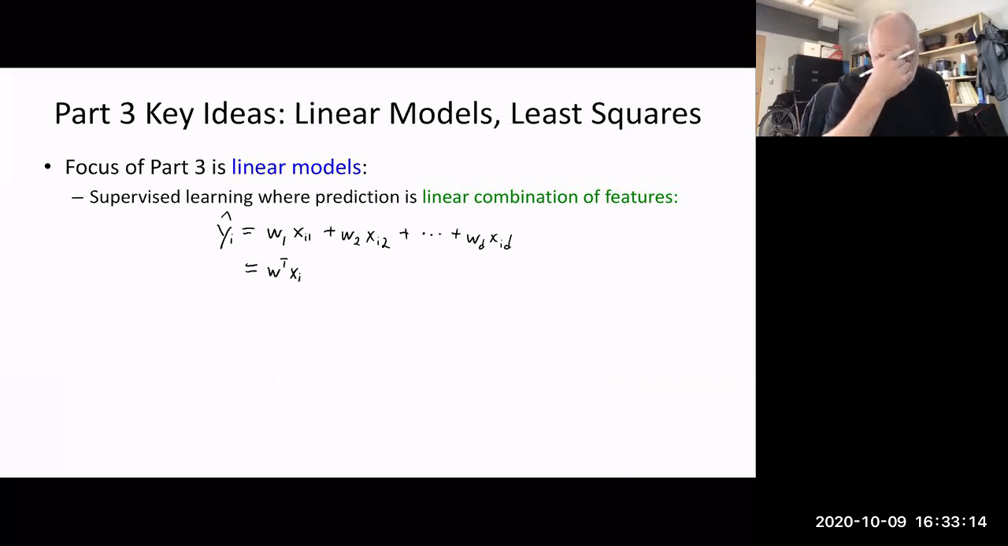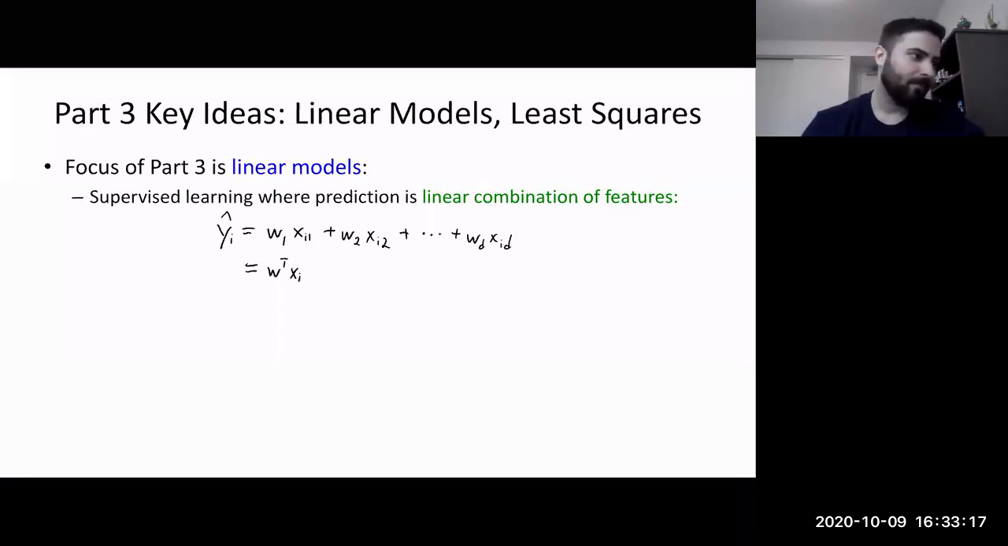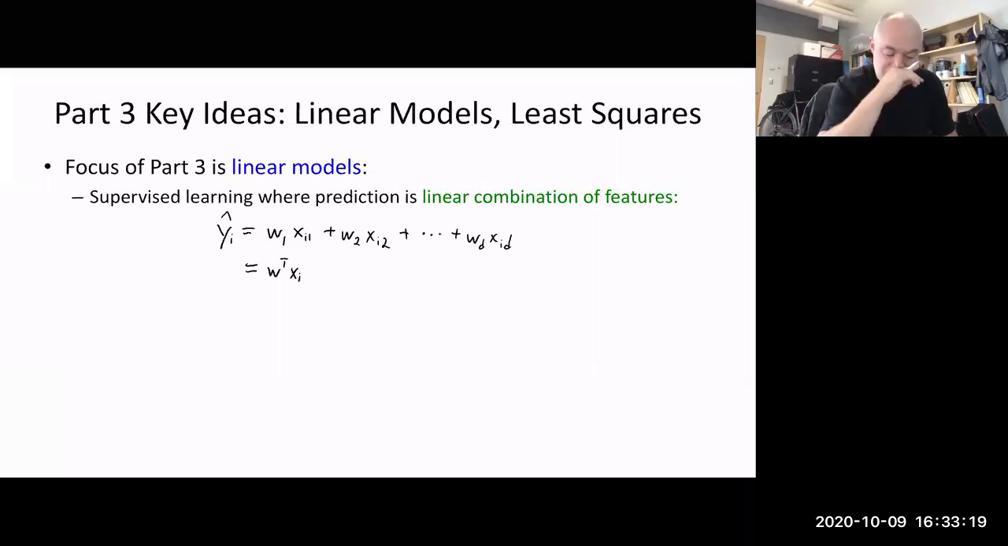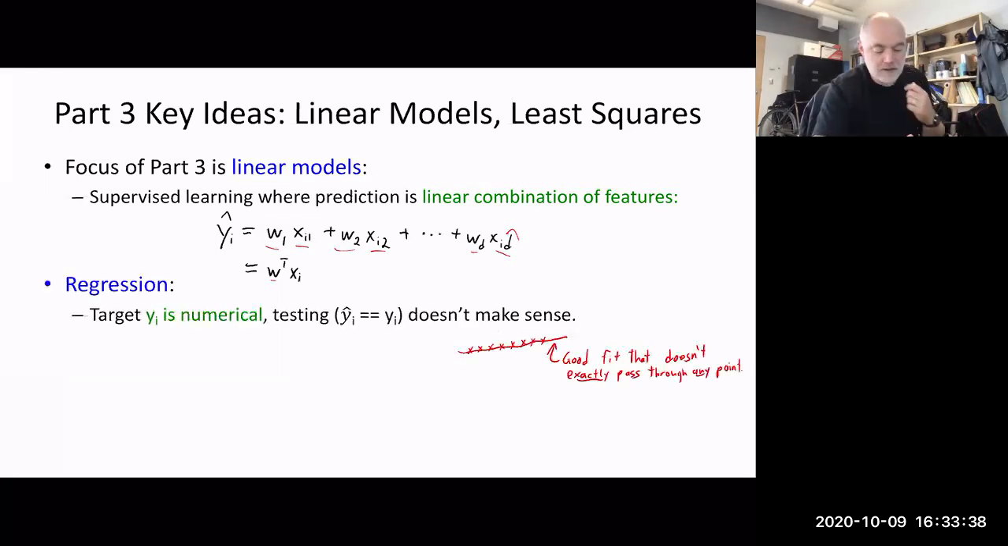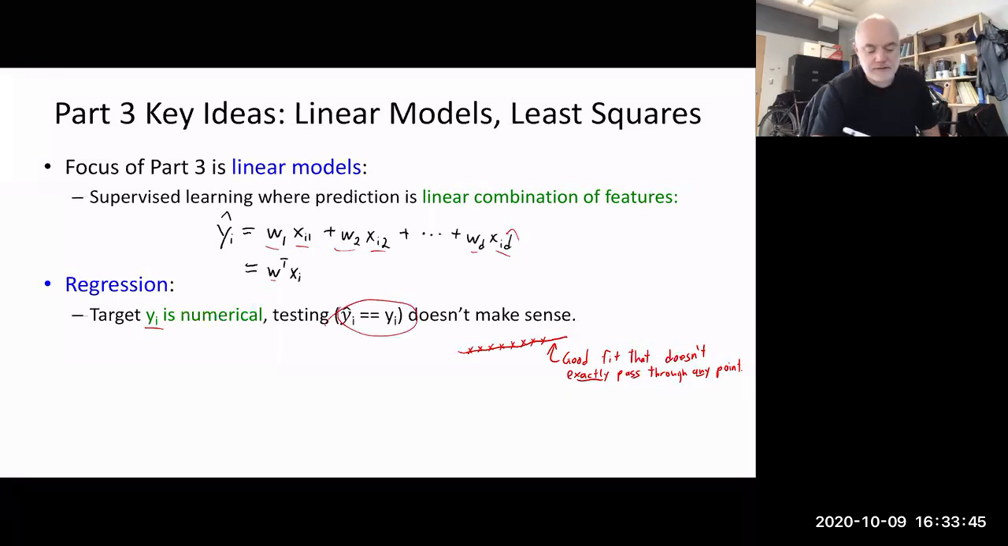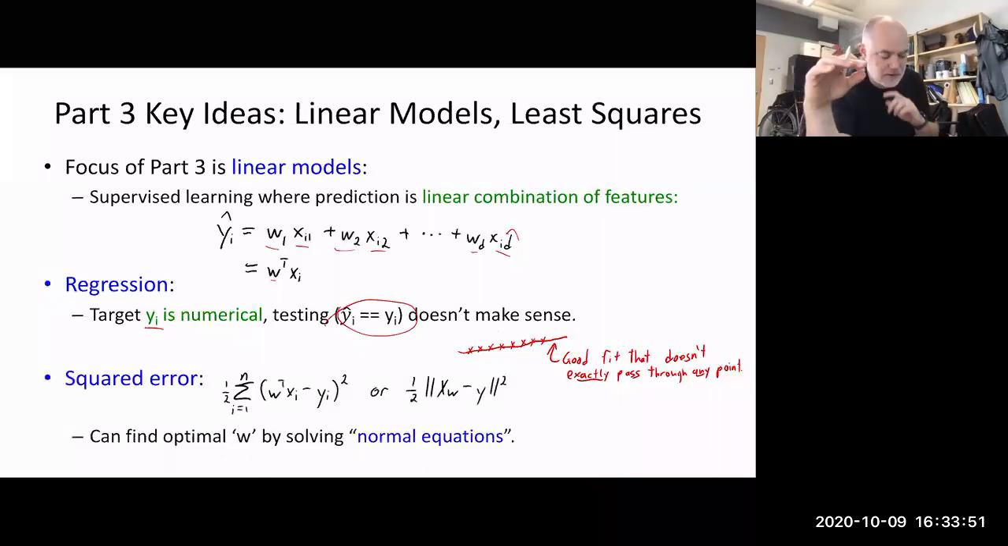So the key ideas in part 3 are linear models and least squares. The focus of part 3 was linear models. It's basically supervised learning where the prediction is a linear combination of features. So we have our d-dimensional features x, and then a weight vector, which are the parameters for our prediction program. We need to learn those. What we've been talking about is regression, where the target y_i is numerical and testing exact equality doesn't make sense. So what we're after is a good fit that doesn't exactly hit all the data points, and that's okay.